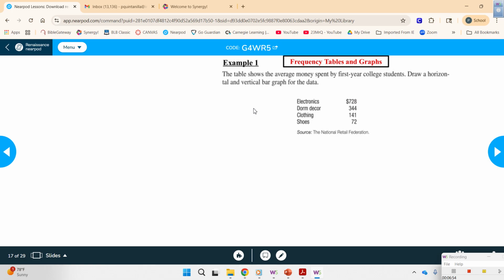And it reads, the table shows the average money spent by first-year college students. Draw a horizontal and vertical bar graph for the data. So, just copy this. You don't have to copy all the verbatim. Write electronics, 728. Dorm decor, 344. Clothing, 141. And shoes, $72.